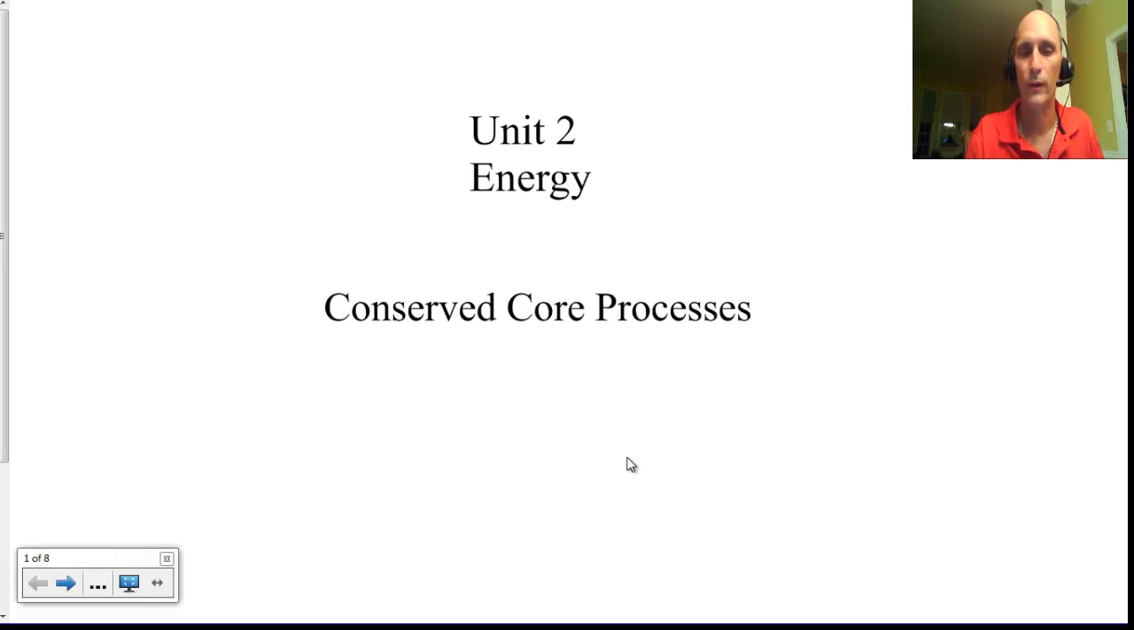I'd like to welcome you guys to Unit 2. The focus here is energy, and our theme for this unit is conserved core processes. Now you guys know that conserved core processes are going to be processes that we're going to see across multiple organisms, different species throughout the living universe.